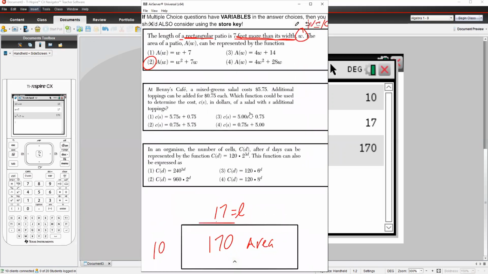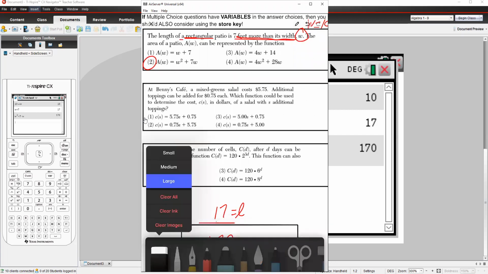The salad costs $5.75, and additional toppings can be added for 75 cents each. So every topping is 75 cents. The question asks which function could be used to determine the cost, C of S, in dollars of a salad with S additional toppings. And here are the choices.